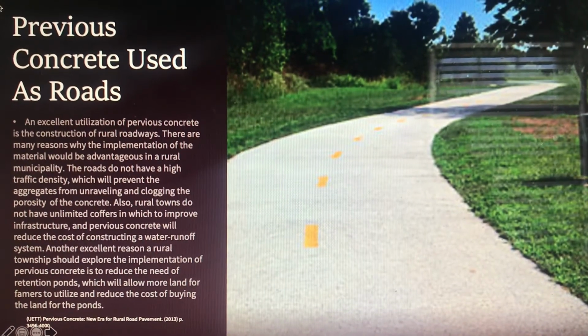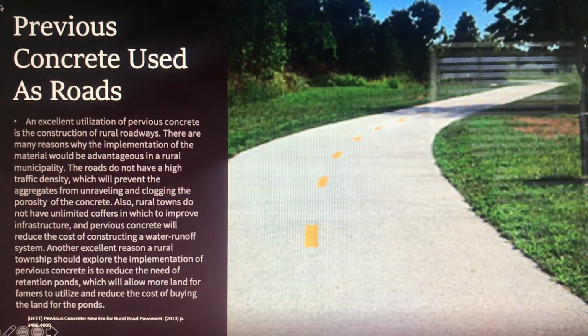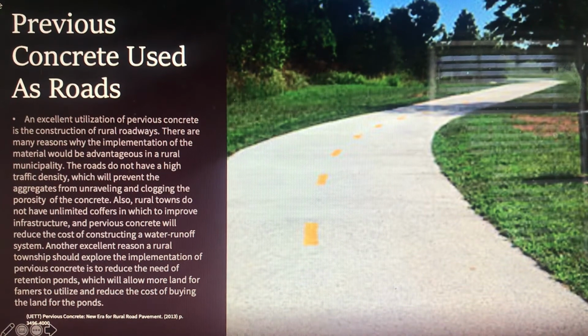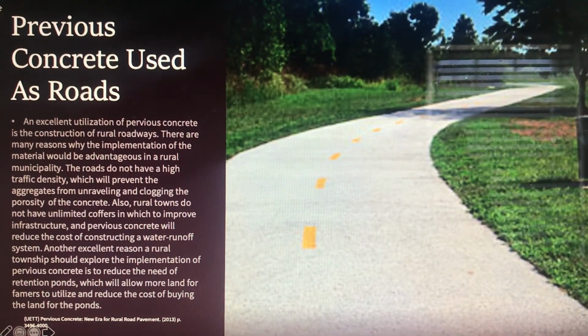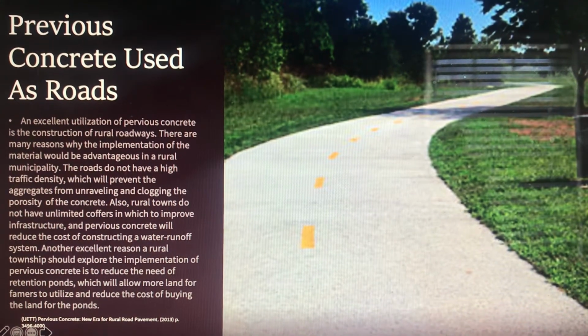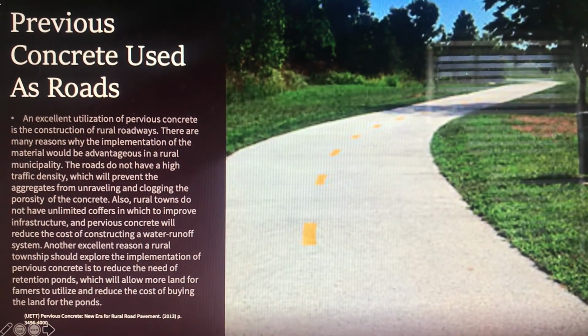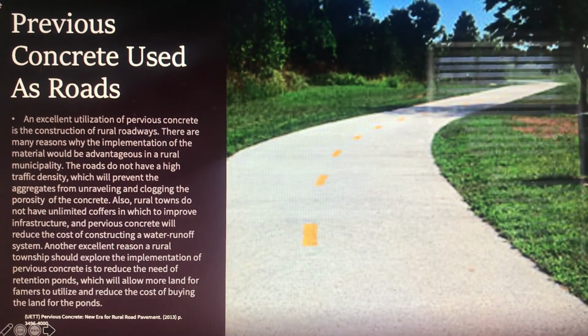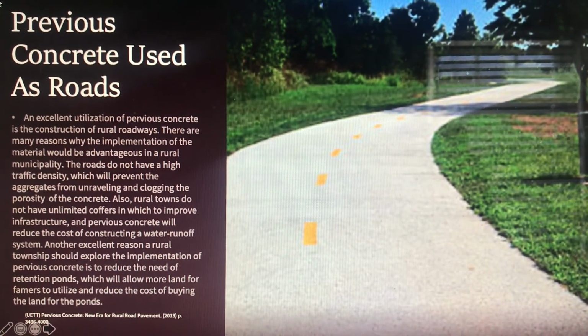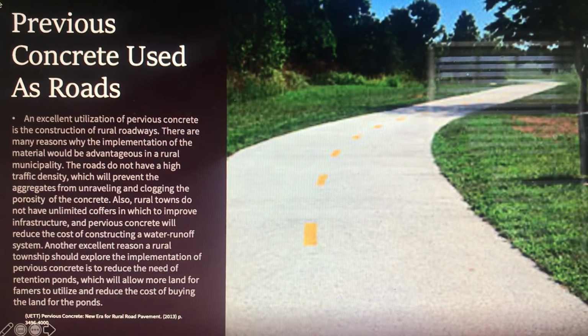And the town can use the funds that they would have used for drop inlets and catch basins and curb and gutter to focus on more important things, obviously, like schools, feeding the town, and whatever you need in disasters. You would have more money left over after using pervious concrete and not having to use catch basins and curb and gutter in each project.